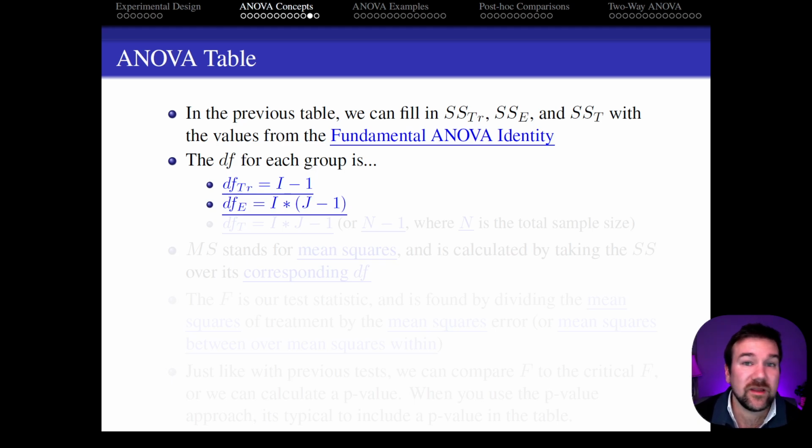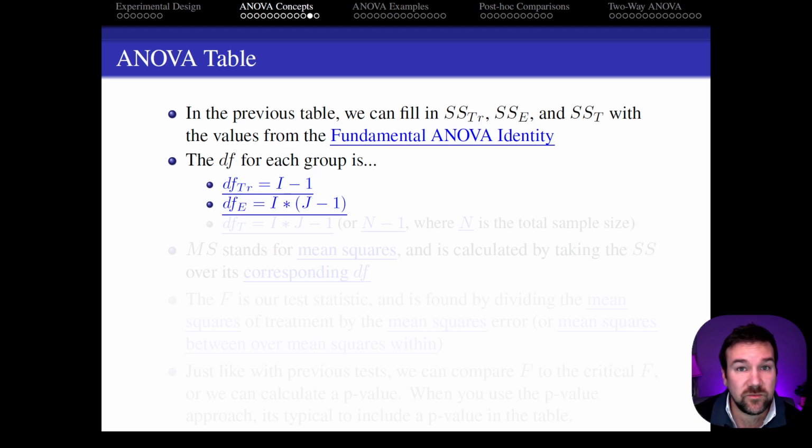So assuming we have the same number of observations within each group, the degrees of freedom for the error is capital I times capital J minus 1. Now, it's important that you do the J minus 1 first before multiplying so you don't get the wrong answer. So for instance, if I had 3 groups and J, let's say the number of observations in each group is 10. So 3 groups of 10, 30 total people, 3 groups of 10 each. Capital I would be 3, capital J would be 10.